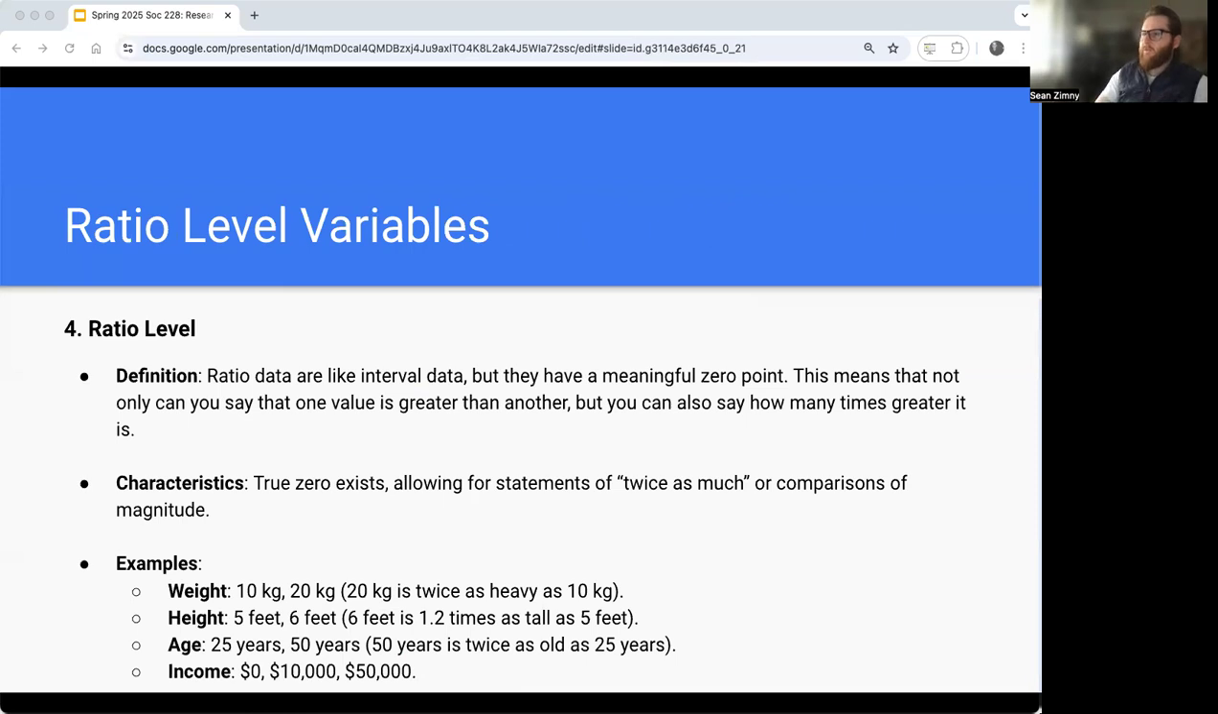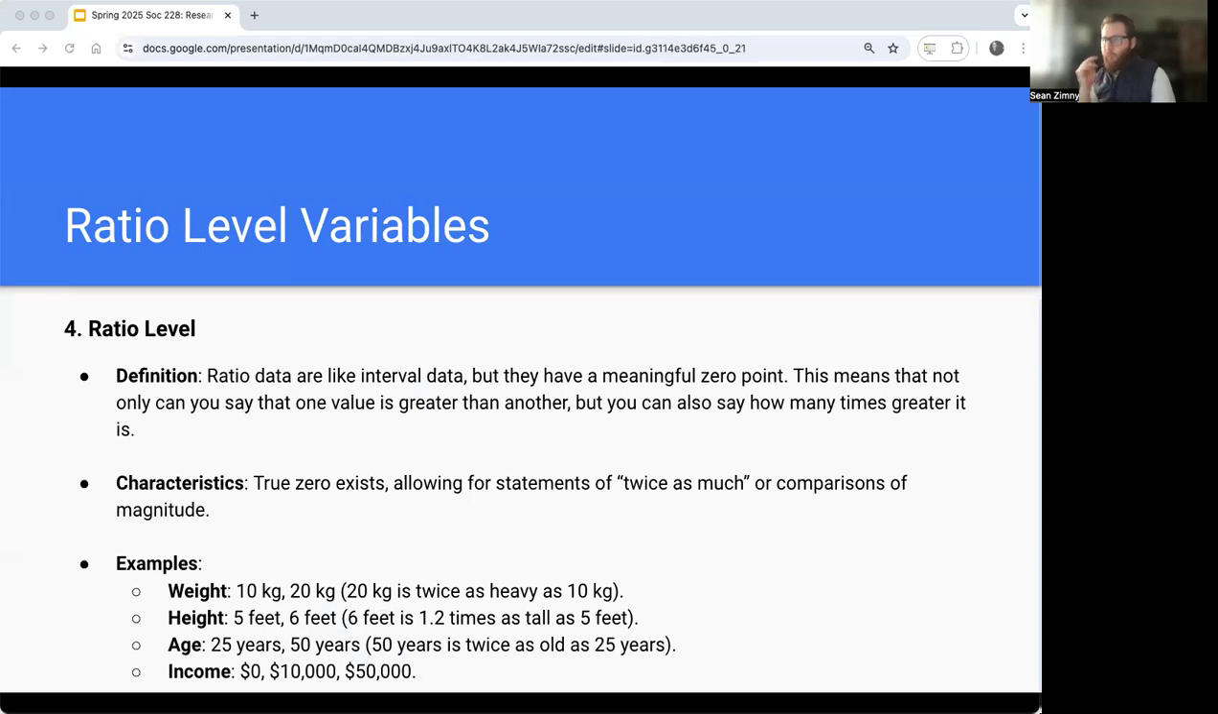So ratio data are pretty much the exact same as interval data, but they have a meaningful 0 point. This means that not only can you say that one variable is greater than another, you can also say how many times greater that value is. So true zero exists, allowing for statements like twice as much or comparisons of magnitude.